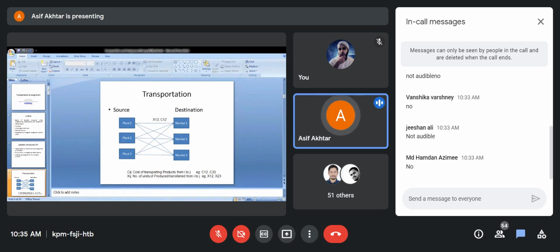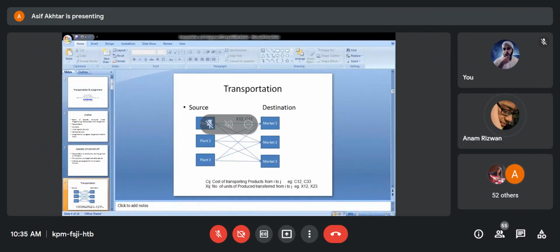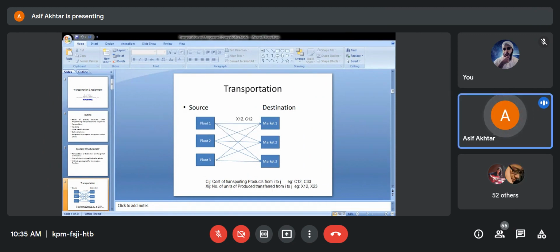For example, X21. What do you understand with this? X21 means a quantity transported from source 2, plant 2, to destination, market 1. X13: what does this mean? X13 is a quantity transported from source 1 to destination 3. Right? So tell me, X32. What does it mean? X32: plant 3 to market 2.